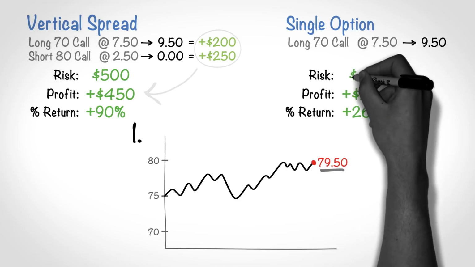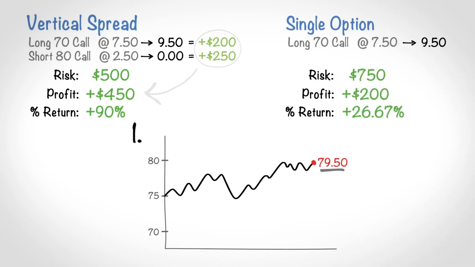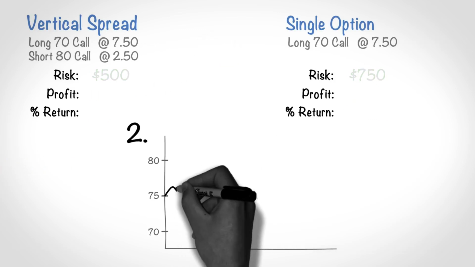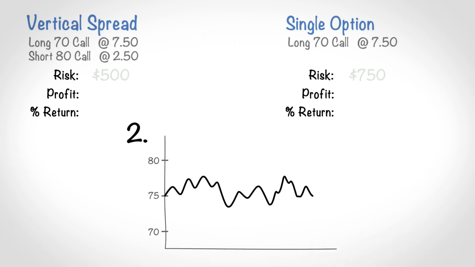Our max risk was $750, which we paid to buy this option. Let's look at scenario 2. XYZ has mostly traded sideways, and at the expiration date, the price is still at $75 per share.